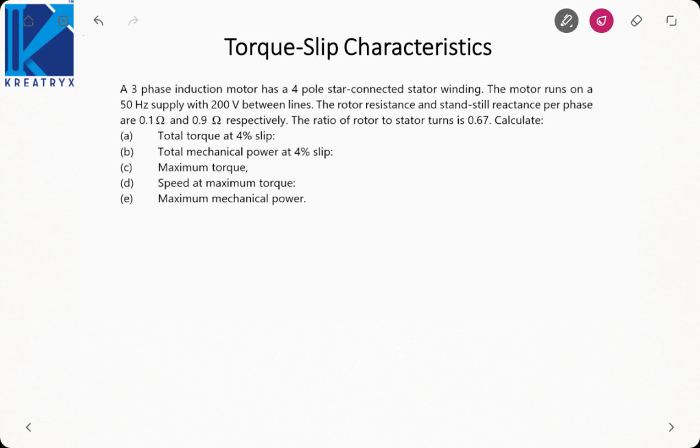A three-phase induction motor has a four-pole star-connected stator winding. So, poles is equal to 4. It is running on a 50 Hertz supply. So, we can calculate Ns: 120 into 50 by 4, which is 1500 RPM. The rotor resistance and standstill reactance are 0.1 and 0.9. The ratio of rotor to stator turns is 0.67.